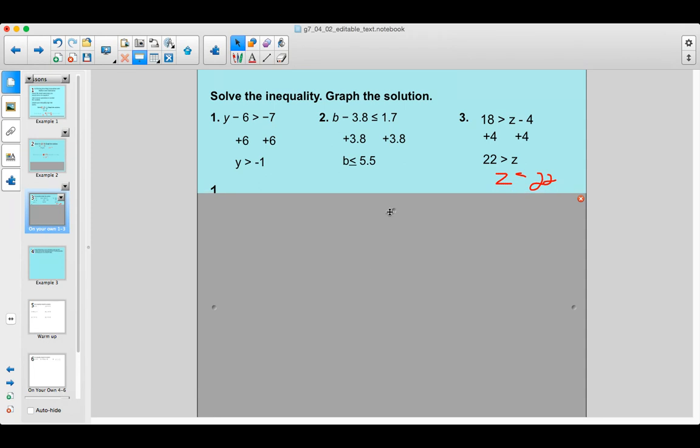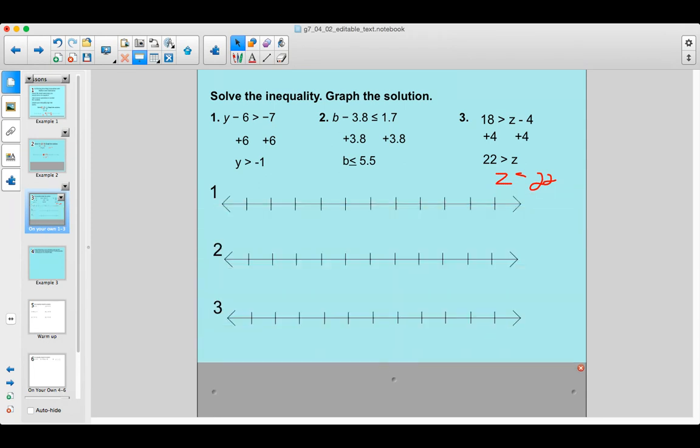Okay, now let's look at graphing these solutions. Looking at number 1 to begin with, I have a negative 1, a 0, and a positive 1. Y is greater than negative 1. That means I'm going to have an open circle, and my arrow is going to go to the right. These would be all the numbers that are greater than negative 1.